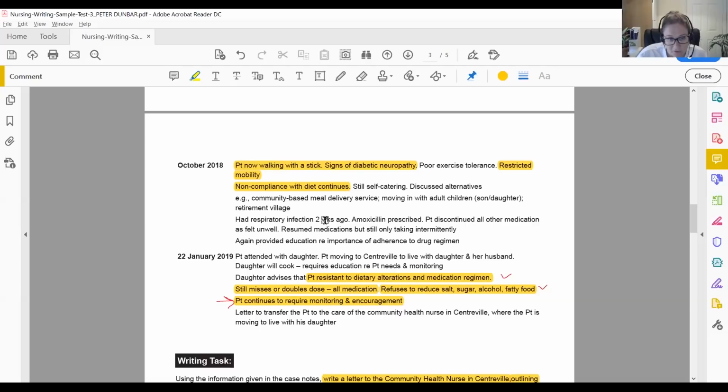He had a respiratory infection two weeks ago, amoxicillin. Well, because it's January now, we assume that this is no longer relevant, so we don't need to mention that. He's still only taking his medication intermittently.